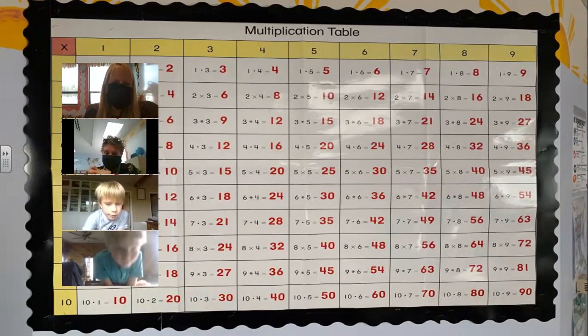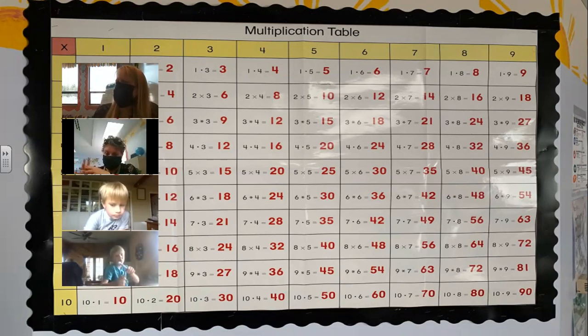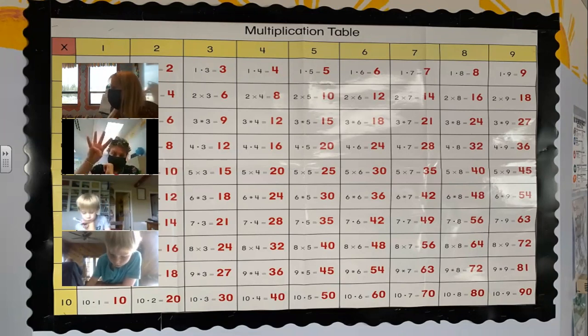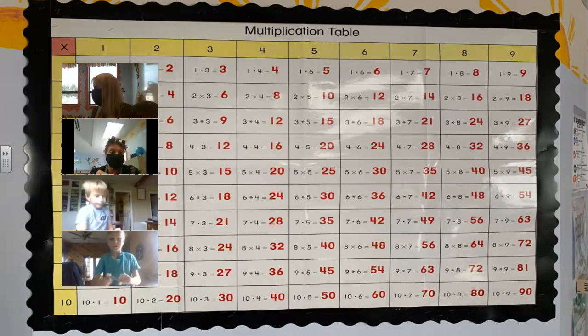Haley, can you unmute and tell us the answer? What does 7 times 5 equal? 35. You are so smart. All right, let's try another one. Let's do 4 times 5. 4 times 5, write it on your board. 4 times 5 and figure it out. Count by 5s.